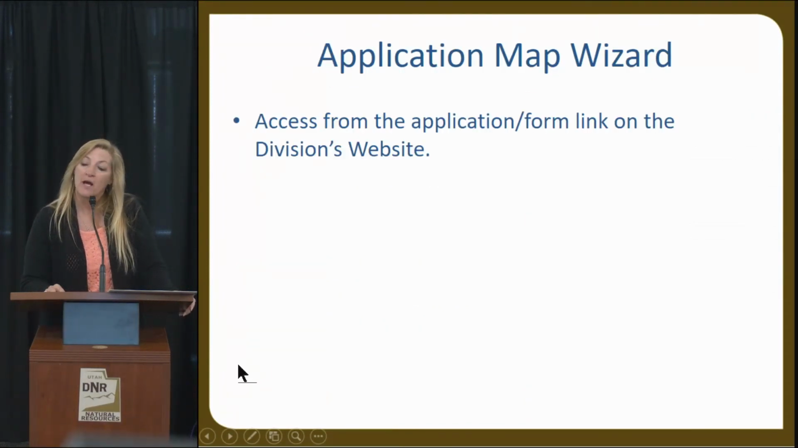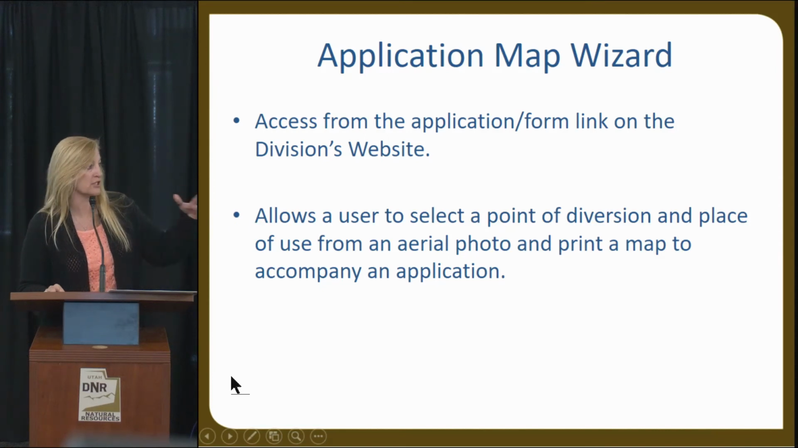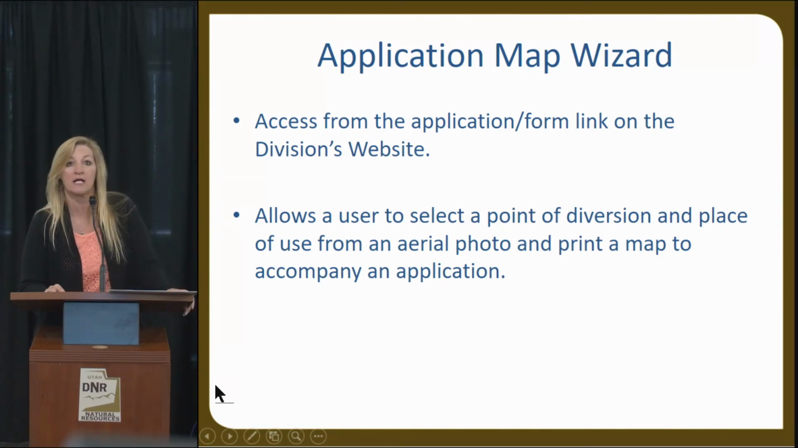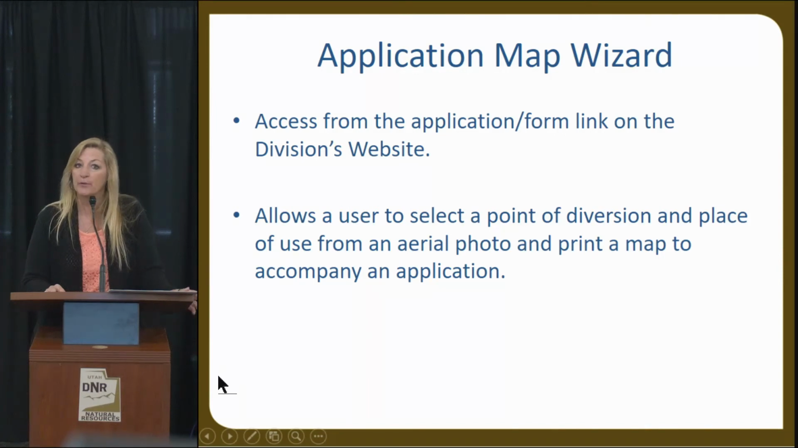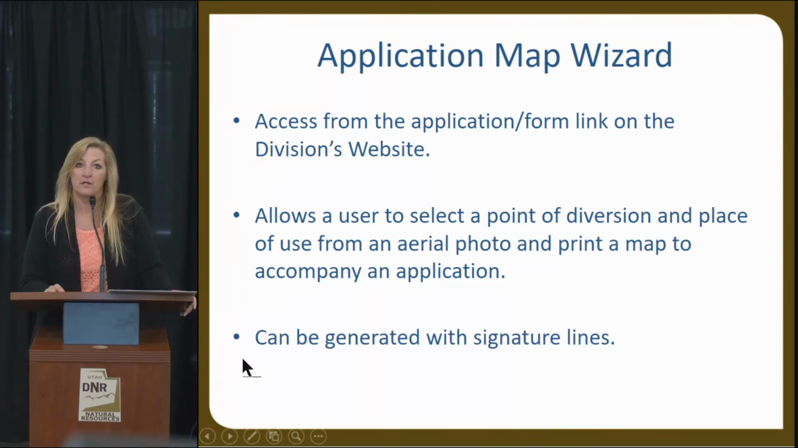The application map wizard is available on our applications forms link right from our main home page. And Jim, you're doing that tomorrow. We'll show you that tomorrow. This will allow you to select that point of diversion and that place of use from an aerial photo and print a map to accompany your application. It can be generated with signature lines, or you can turn the signature lines off.